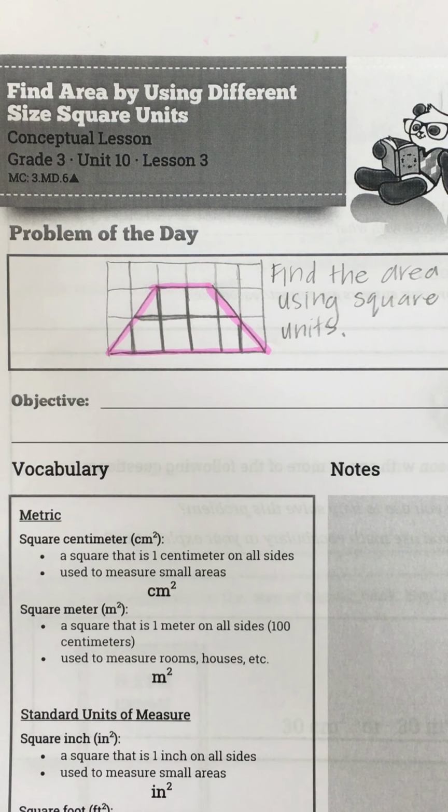So for our problem today, I actually wanted to go back to 1. This is a challenge problem, so some of you might have already done this. But I wanted you to notice that area doesn't always have to be a perfect square. It doesn't always have to be a perfect rectangle. You can find the area of any shape, even shapes that are a little bit more complex.